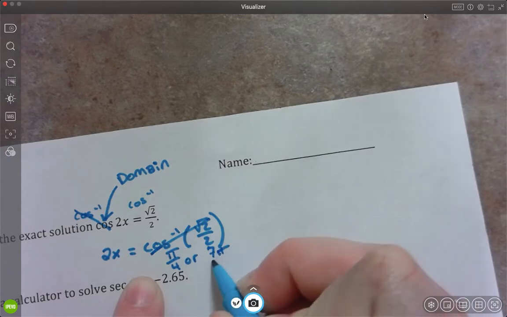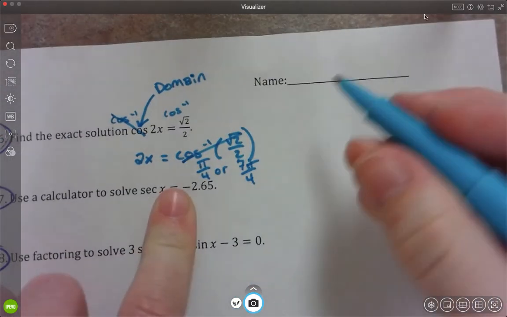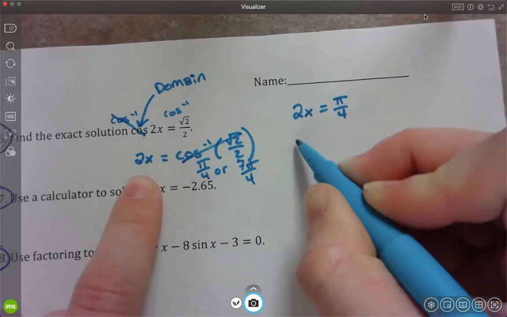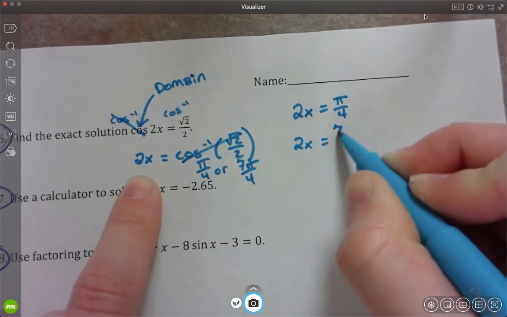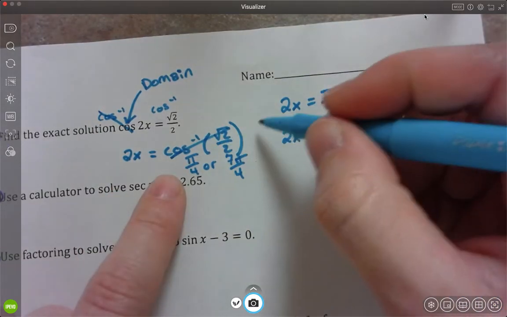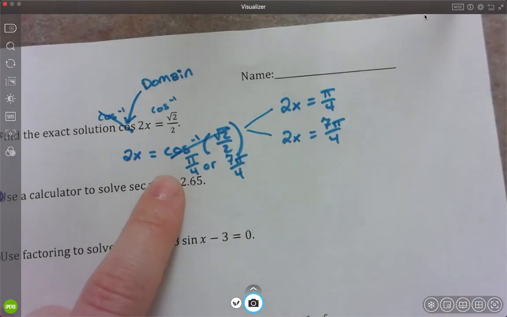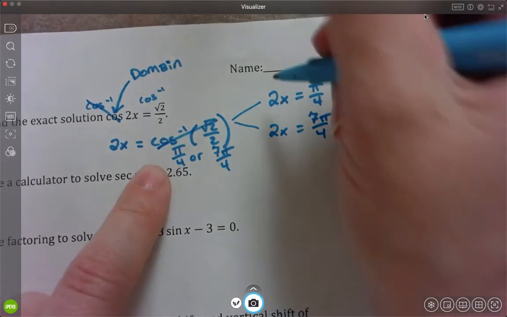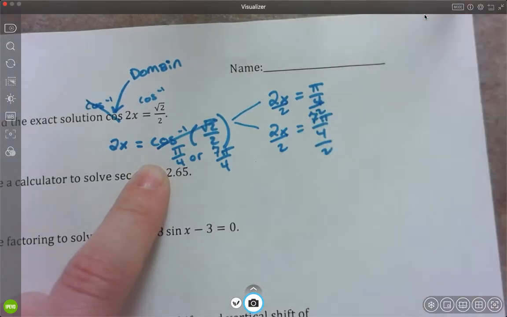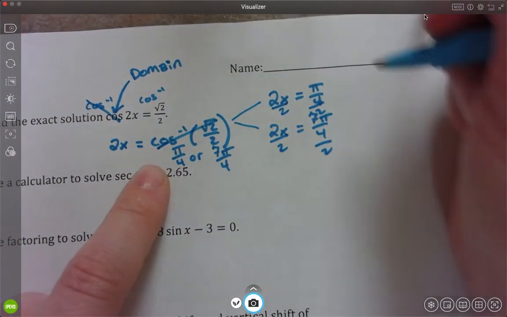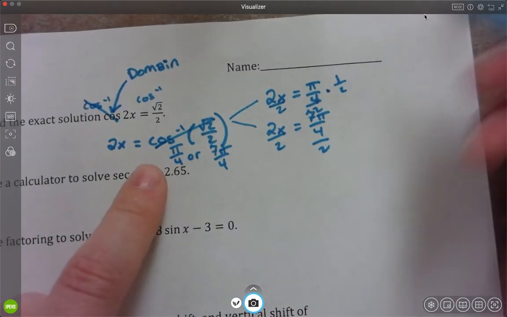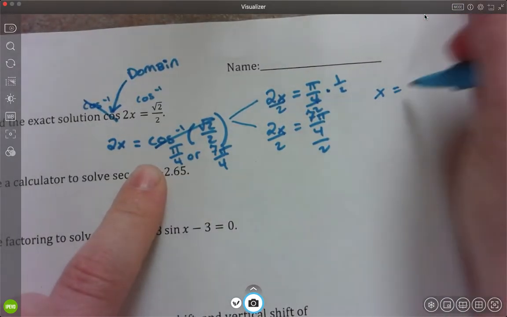When I write that out, I can say that 2x is equal to pi over 4, and 2x is equal to 7 pi over 4, because that's what inverse cosine is. I'll have one of those two answers. Then to get x by itself, I'm going to divide by 2 for both of these. So pi over 4 divided by 2 is like pi over 4 times 1/2 if I flip it, so x will be equal to pi over 8.